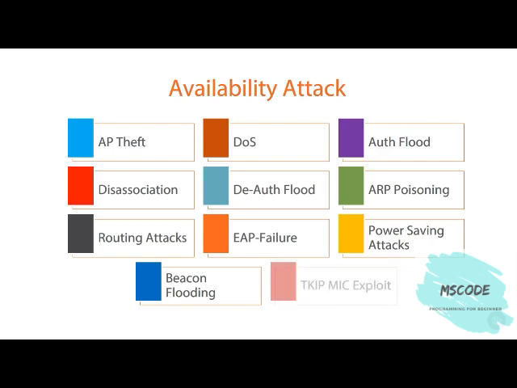And finally, we have the TKIP MIC exploit. This is basically where we go through as an attacker and generate a bunch of TKIP data that exceeds the target's MIC error threshold. MIC is short for message integrity check. And by exceeding that threshold, we actually shut down the access point.